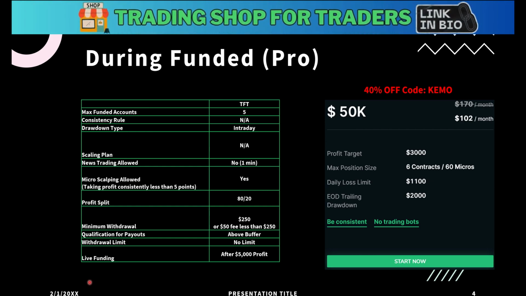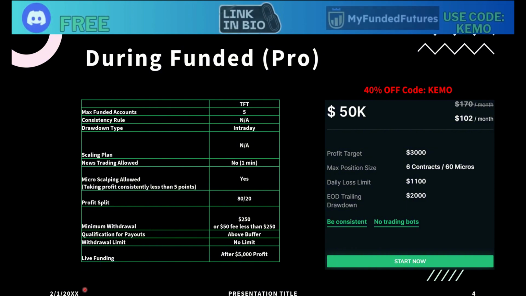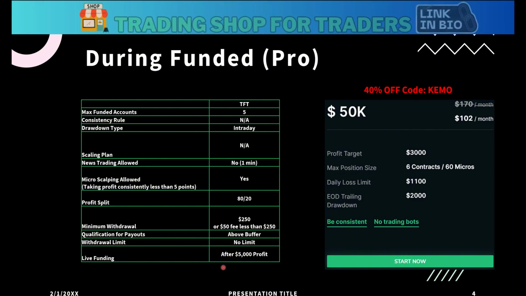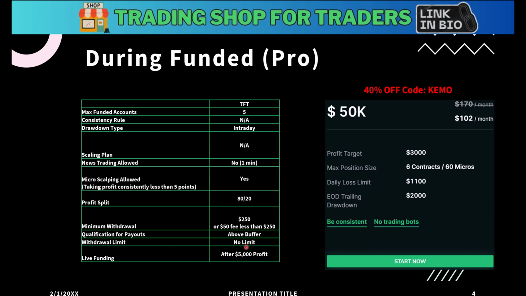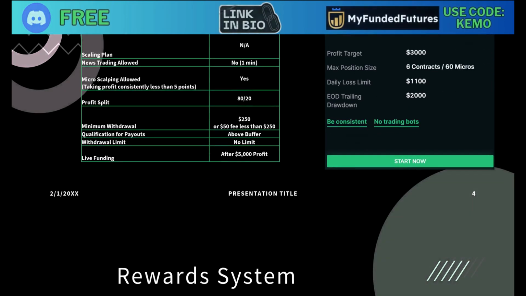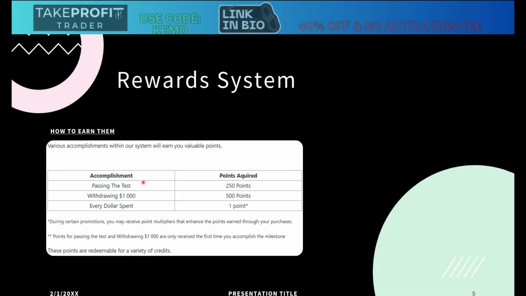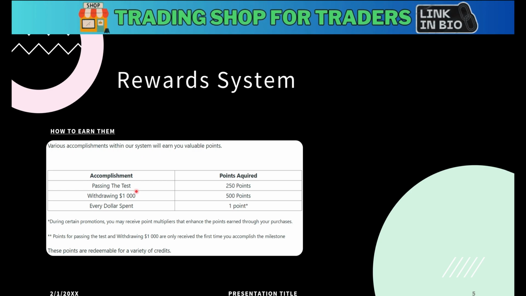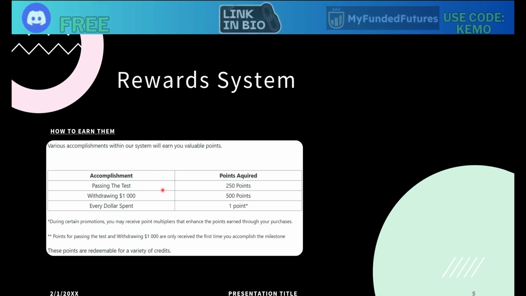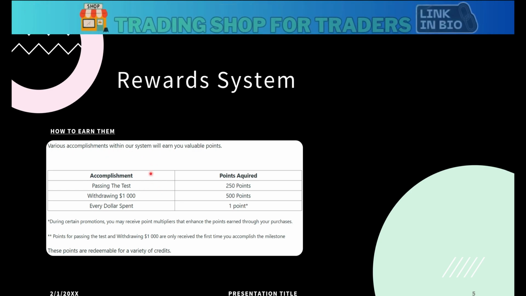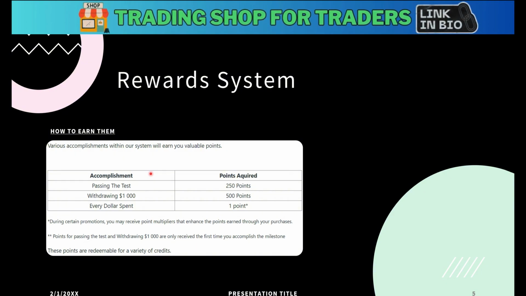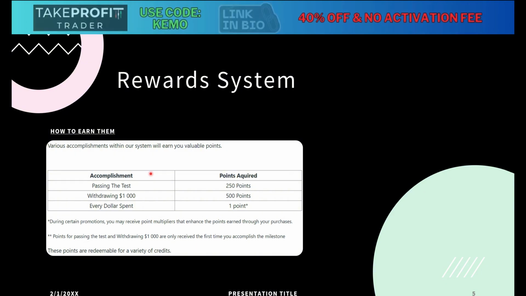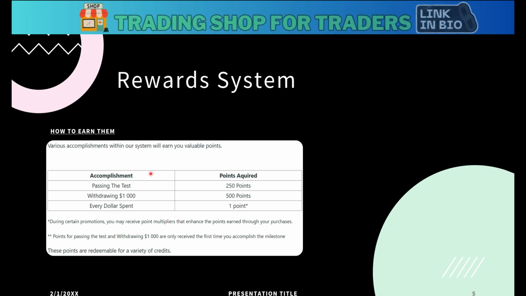And your account is moving to the live funded immediately after making $5,000 of profit in your account. Awesome. What else do they have? They do have a reward system, which is pretty nice. It's pretty cool. I haven't seen a lot of prop firms do that. And they reward you on every single purchase you make with them. And they also reward you for hitting some important milestones.